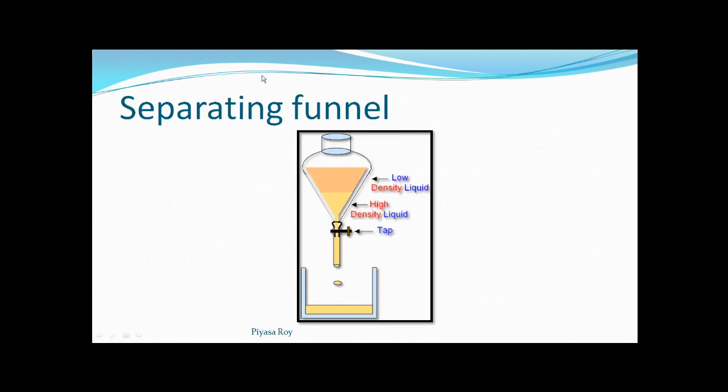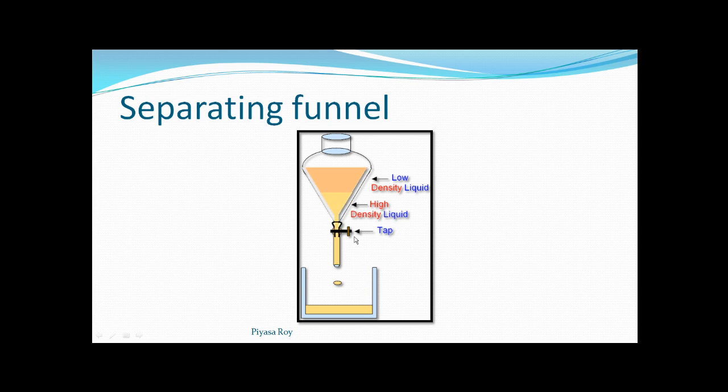Separating funnel, this we will use to separate immiscible liquid mixture. See here, you can see in the figure the low density liquid. Suppose we take oil and water mixture, then oil, as its density is lower than water, will form the upper layer, and as water is the high density liquid, it will form the lower layer in the separating funnel. So this layer is the oil layer and this one is water.